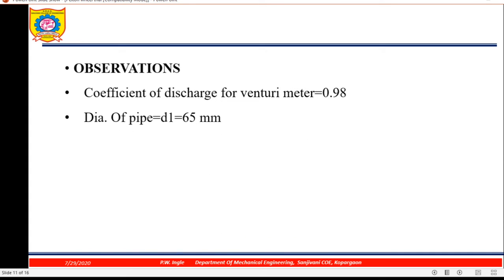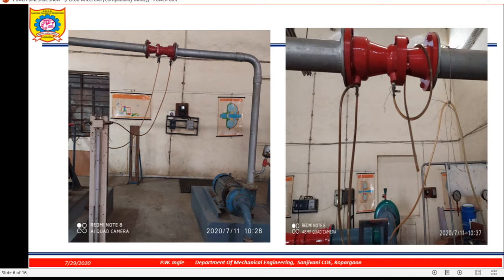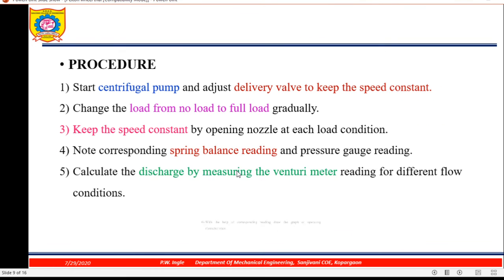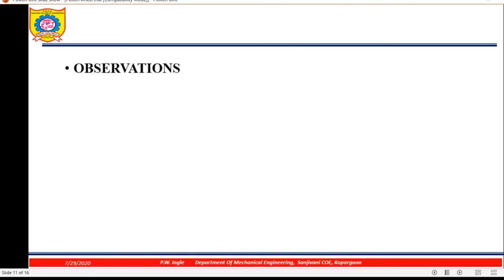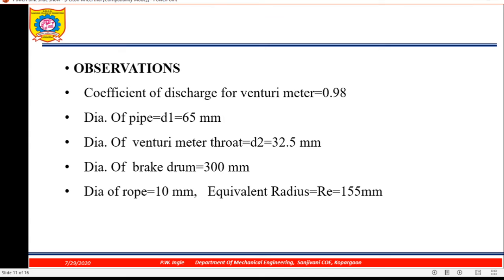What are the observations? The coefficient of discharge for the venturimeter is given. This is required to calculate discharge. Then the diameter of pipe, that is D1, is 65 mm. Diameter of venturimeter throat: so you see here, this is the diameter of pipe and this is the diameter of venturimeter. The smallest portion, that is the throat portion, is D2. So it is half of the diameter. The diameter of pipe is D1 and the diameter of venturimeter throat is half of D1, that is 32.2 mm. Then the diameter of brake drum is given, diameter of rope and equivalent radius.